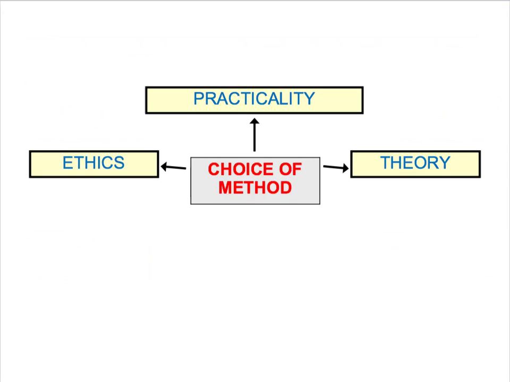Now, the research methods that sociologists decide to use in their research and the way in which they actually go about conducting their research is affected by three broad sets of factors. Firstly, you've got the influence of what we might call practical factors. Then secondly, we've got the influence of ethical or moral issues. And then thirdly, we've got the role of theory. So let's look at each of these issues briefly in turn.